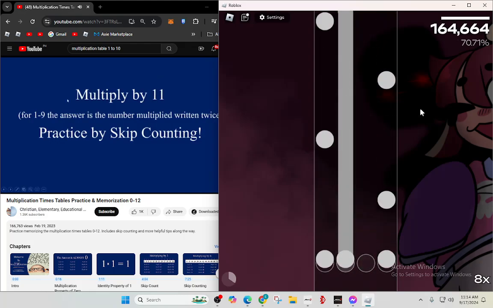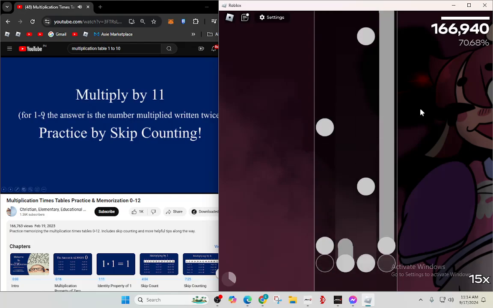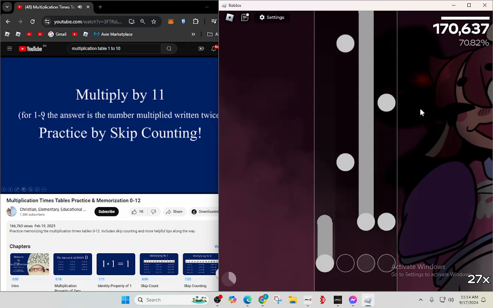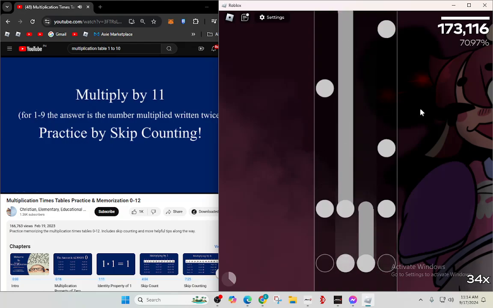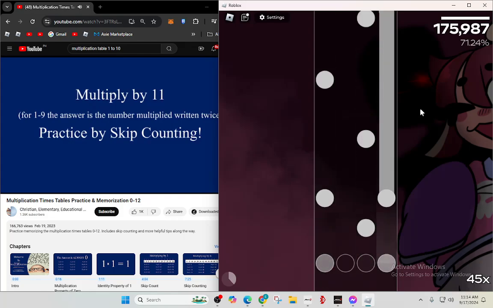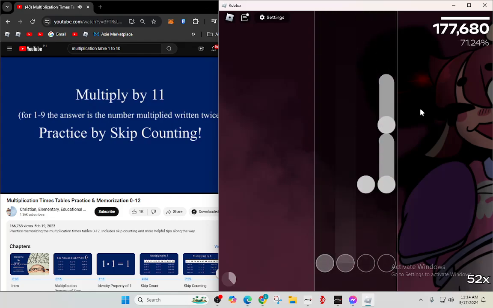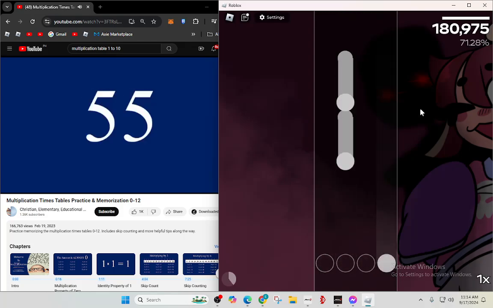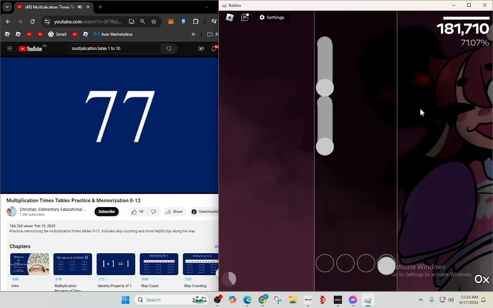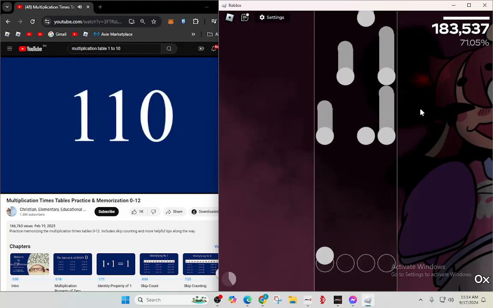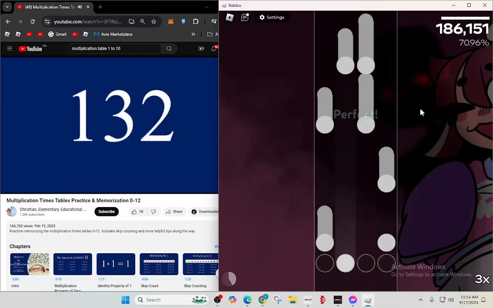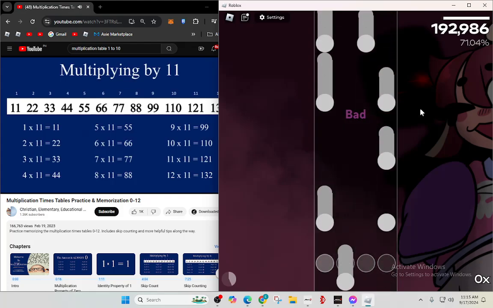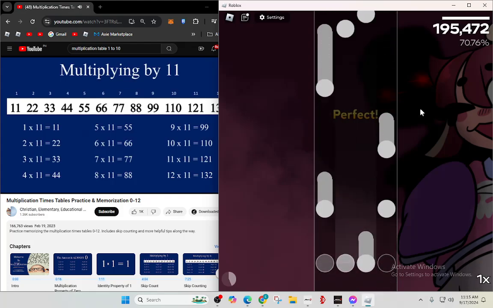11s are a lot of fun too because they're really easy, especially multiplying 1 through 9 by the number 11. The answer is just whatever number we're multiplying 11 by, written twice for these first 9. Before we begin, let's practice by skip counting again. Are you ready? Let's go. 11, 22, 33, 44, 55, 66, 77, 88, 99, 110, 121, and 132. Well done.